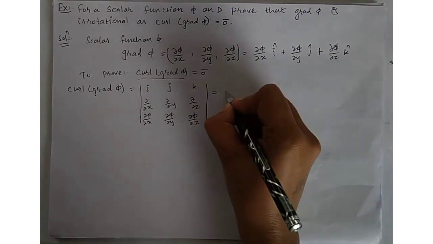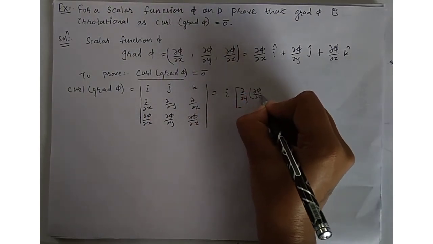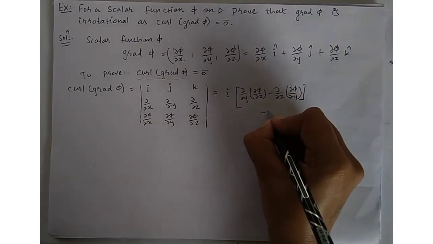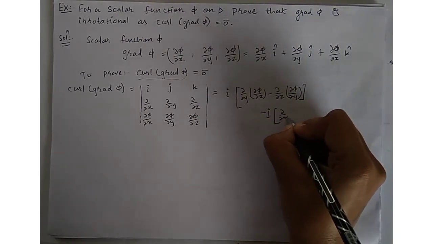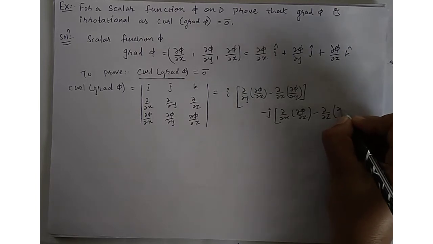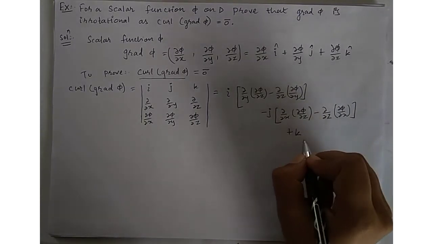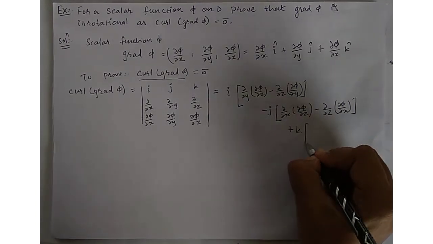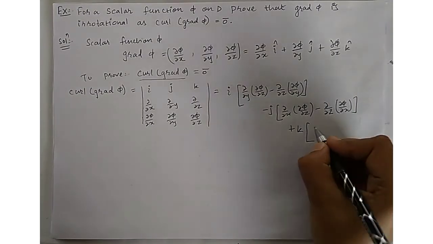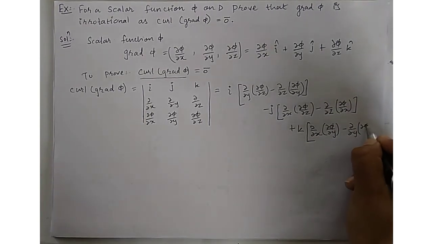Solving this determinant, we get i of del by del y of del phi by del z minus del by del z of del phi by del y, minus j of del by del x of del phi by del z minus del by del z of del phi by del x, and the last component is plus k of del by del x of del phi by del y minus del by del y of del phi by del x.